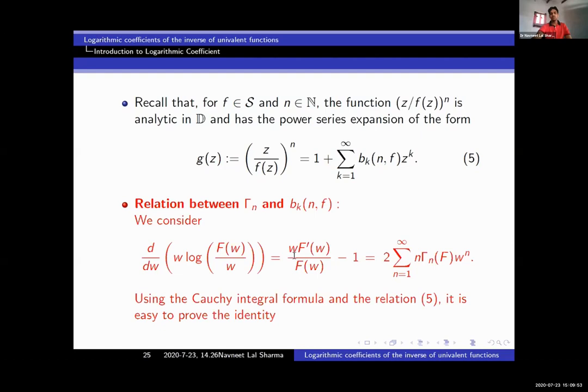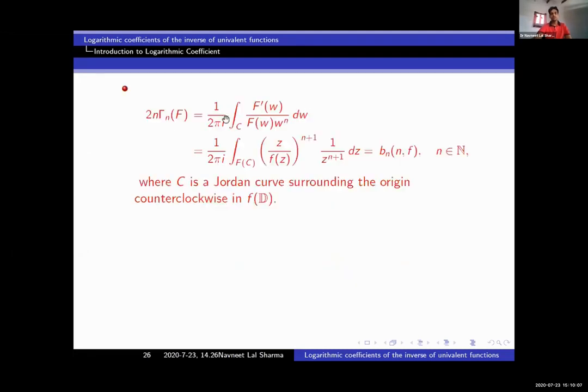So w into F prime by F we can write by this formula, and this has this series representation. Here I am applying the Cauchy integral formula and using relation 5, and after simplification I got 2n into gamma n is equal to b n. So from here we can find the value of the inverse logarithmic coefficient gamma n is equal to b n divided by 2n. That means if we know the coefficients, then we can find the value of the inverse coefficients.